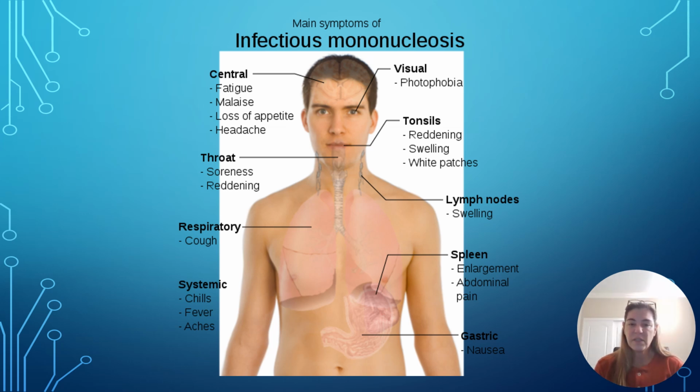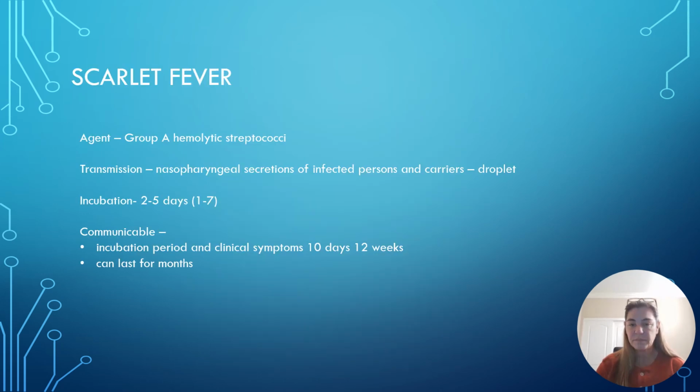Here is where you're going to see basically where the symptoms are going to happen. Again, most of them are non-specific. One of the more specific ones is the enlarged spleen, but the other symptoms can be attributed to other diseases as well.